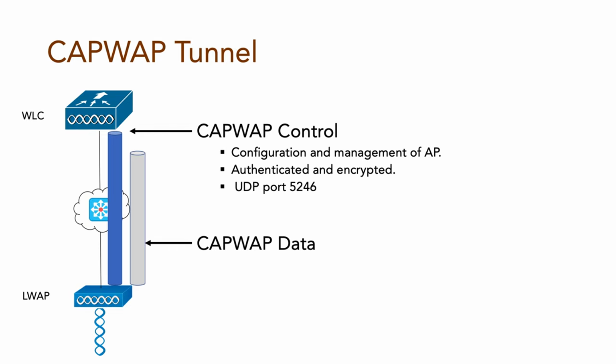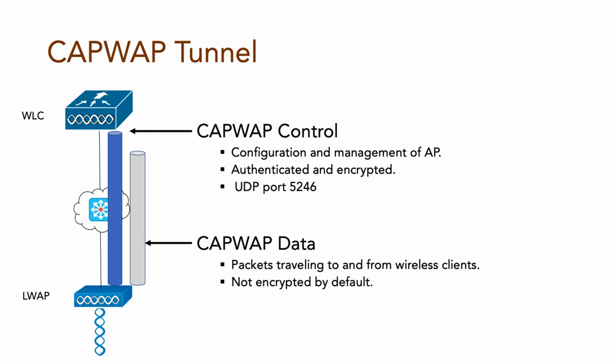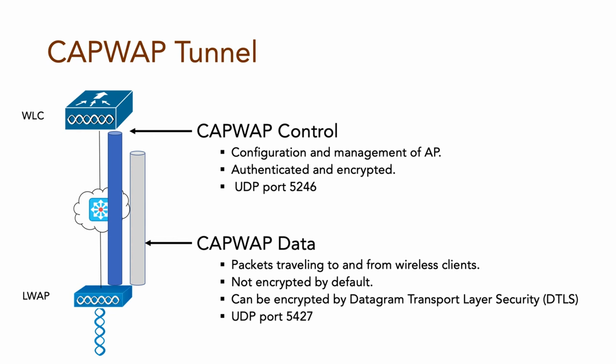Whereas the data tunnel is used for packets traveling to and from wireless clients that are associated with the AP. These packets are not encrypted by default. So when data encryption is enabled for an AP, packets are protected with Datagram Transport Layer Security, or DTLS, and it uses UDP port 5247.